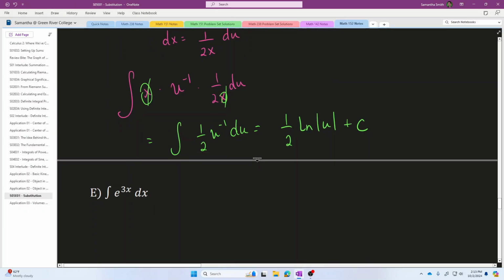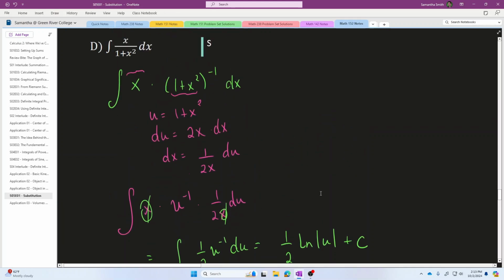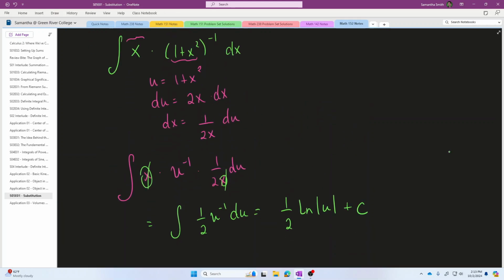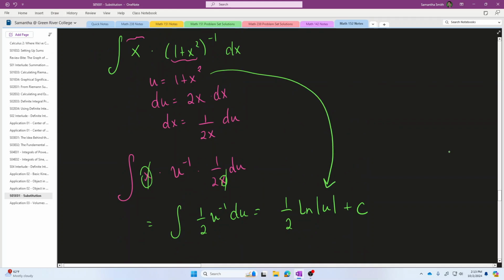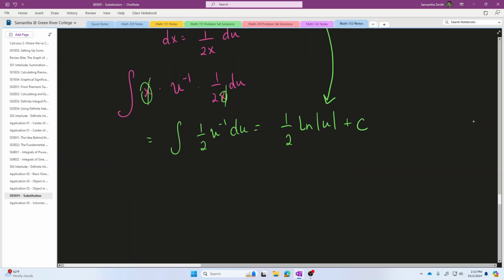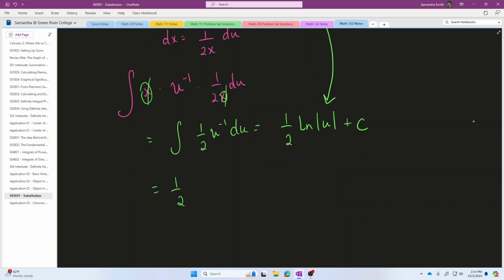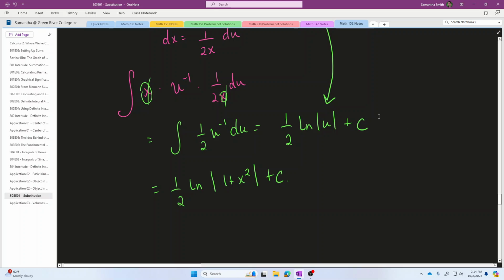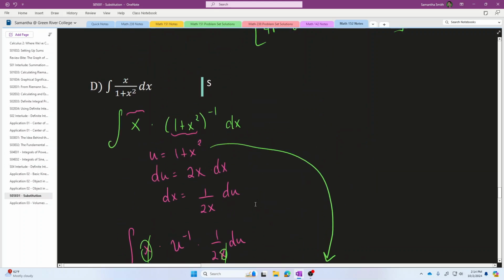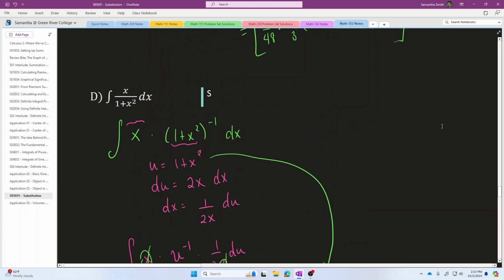In this situation, the only thing left to do to finish this up is to put back the original variable in u's place. So I get 1/2 natural log absolute value of 1 plus x squared plus c. This would be the indefinite integral of this expression.